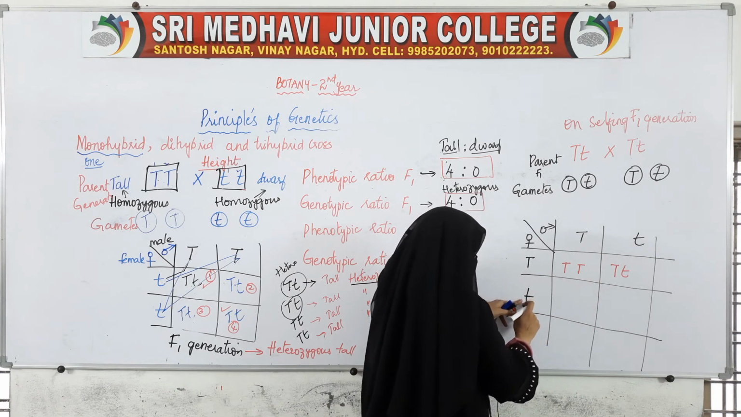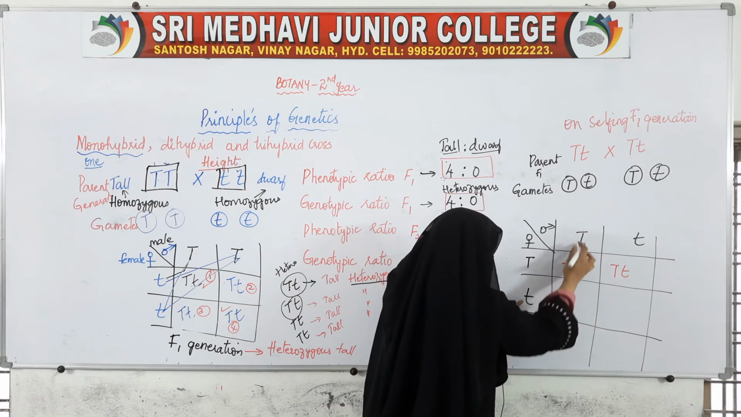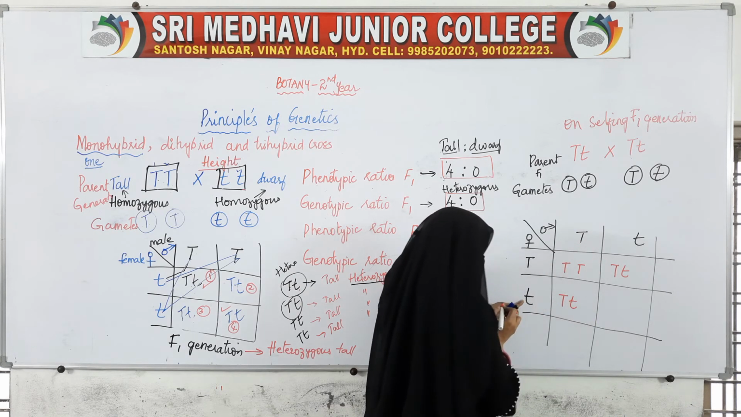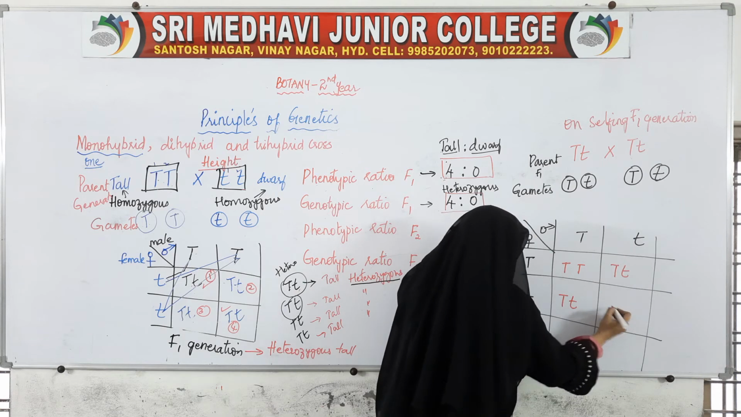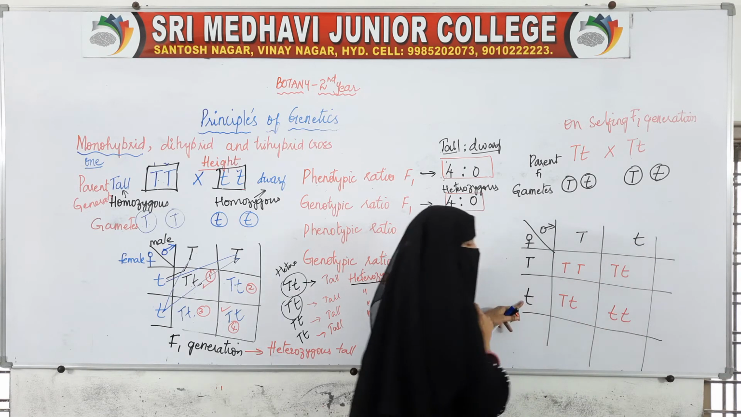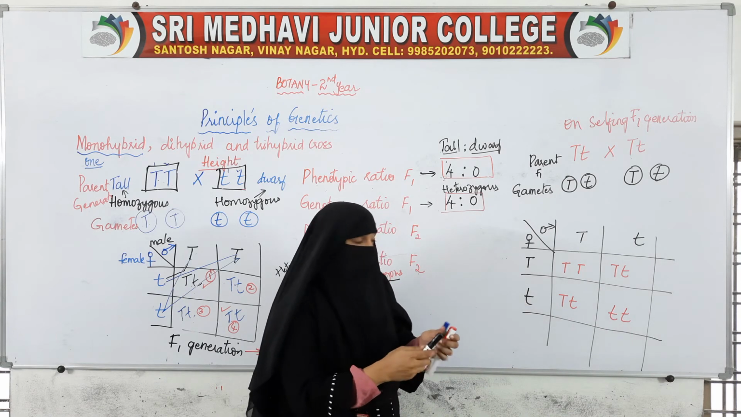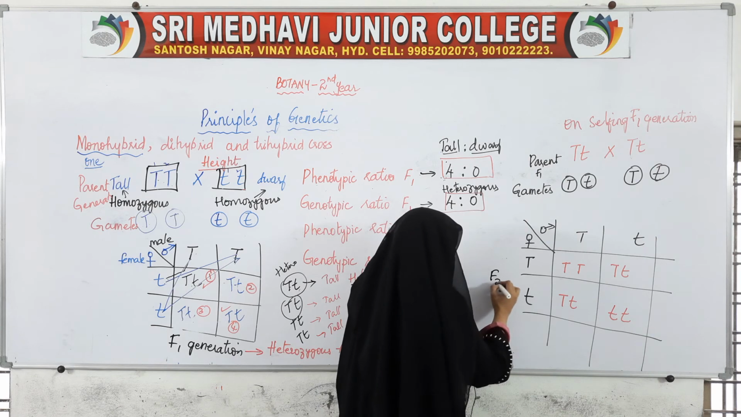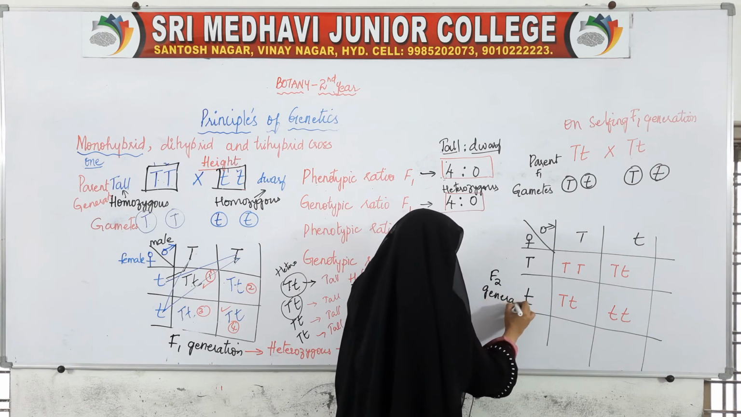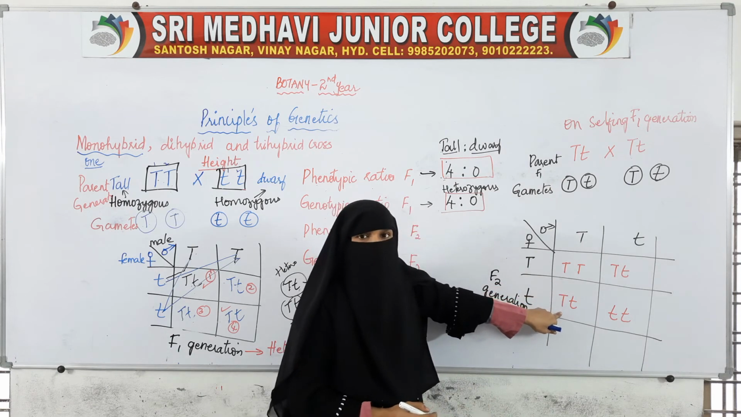Now coming to this, we will start with this and this. Again capital T and this small t. This one, this and this one. So this is how we get it. Now this is the F2 generation. We have selfed this F1 generation and we have got this F2 generation.